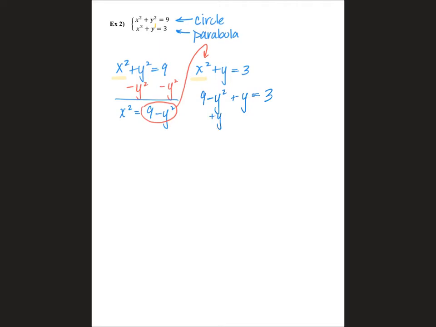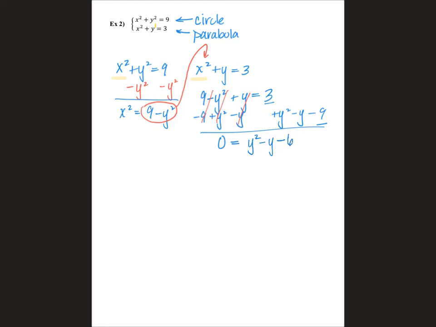I'm going to add the y squared over. I'm going to subtract the y over. And I'm going to subtract the 9 over. Now, that's pretty sloppy. But on the left, that cleans up. These drop out, these drop out, these drop out, which is going to leave me with a 0, which is what I wanted. Putting my terms in descending order, that is going to leave me with y squared minus y, and this positive 3 minus 9 is going to give me a negative 6.